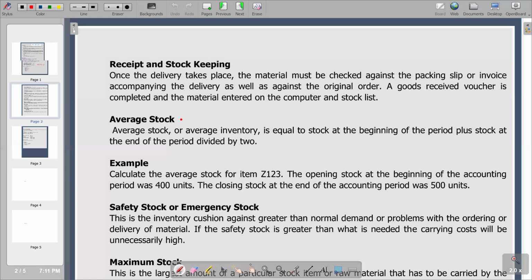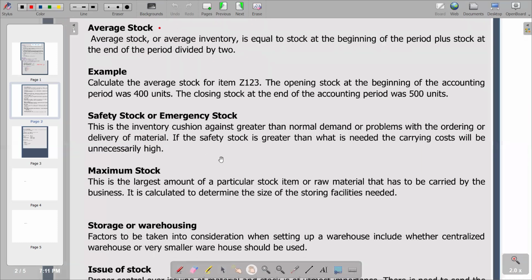Moving on, we also have maximum stock. Maximum stock is the largest amount of a particular stock item or raw material that has to be carried by the business. It is calculated to determine the size of the storing facilities needed. So the maximum stock describes the maximum capability that we have to hold stock. We cannot hold stock that is more than what we are capable of holding.